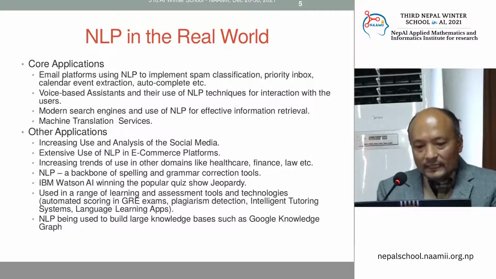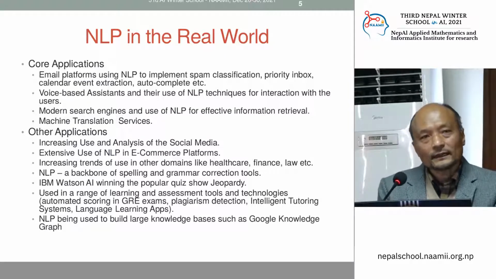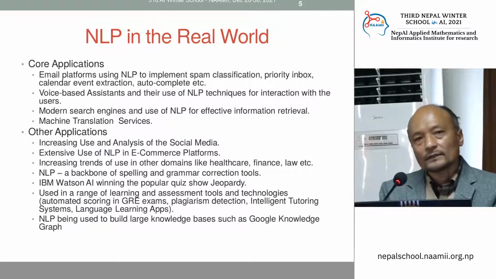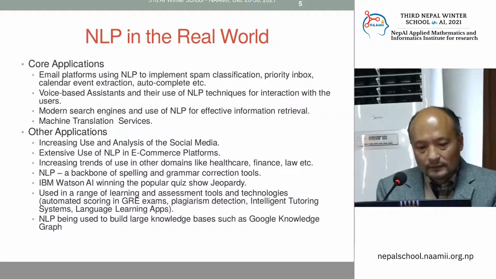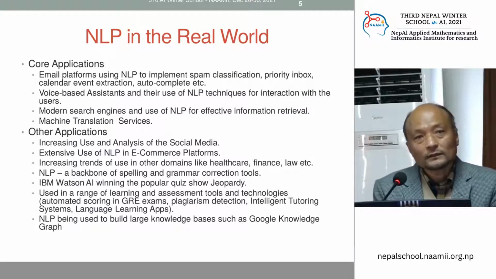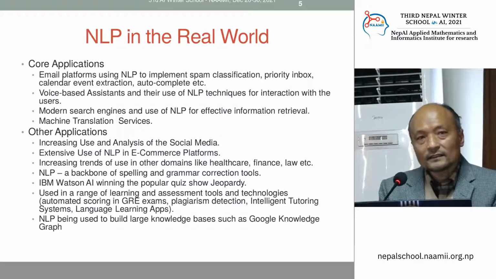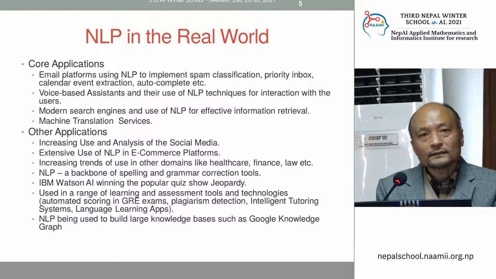The spelling and grammar checker correction tools. So all of us use editors, and all of us are also familiar, I assume, with Grammarly. That's an application which basically checks the grammar and all those stuff. So NLP is basically a backbone of all these different applications, natural language processing. We must have certainly heard about IBM Watson, that particular AI, that particular bot who won the popular quiz show Jeopardy, right?